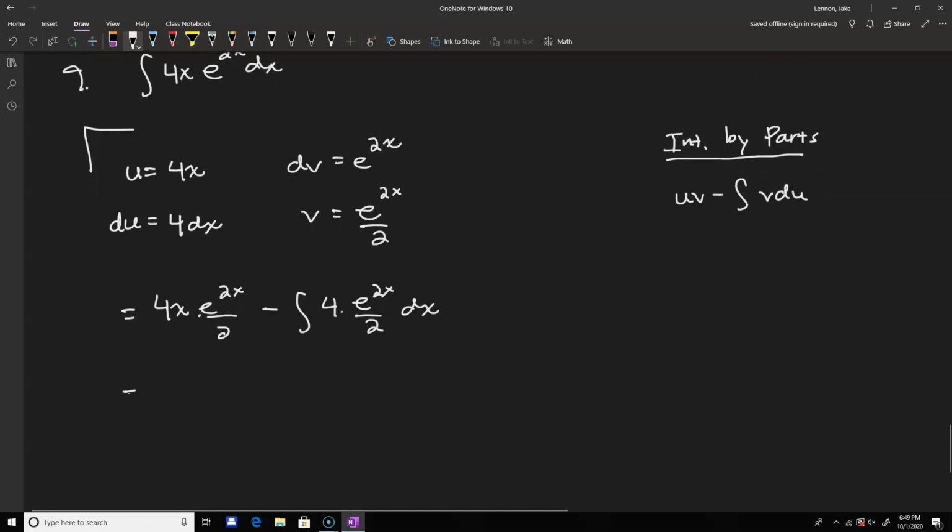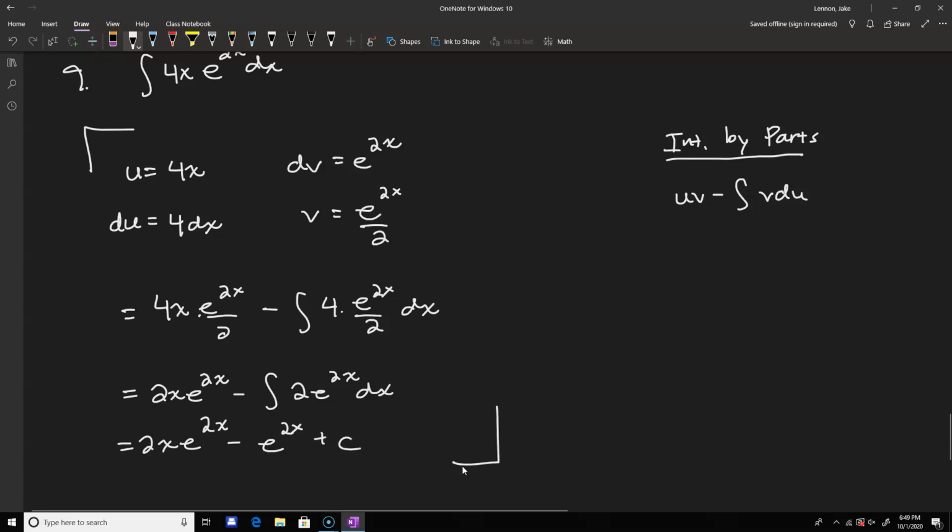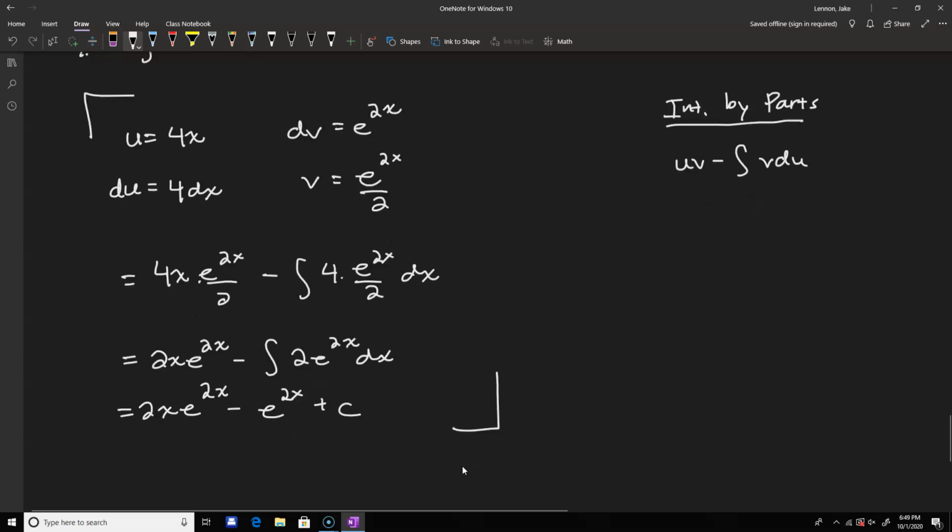So then we end up with 2x e to the 2x minus the integral of 2e to the 2x, just simplifying things a bit. And then we're pretty much home free. 2x e to the 2x just stays the same. And then we're going to have to divide by 2 to get the antiderivative of e to the 2x over 2. And that's going to cancel with the 2 in front. So we just end up with e to the 2x plus our constant of integration. And that is the antiderivative for number 9. So 10 is going to be similar.